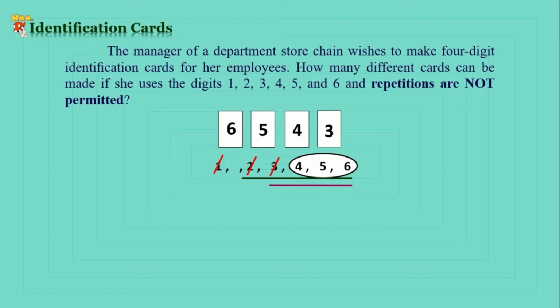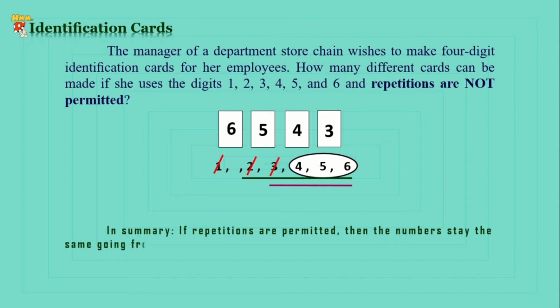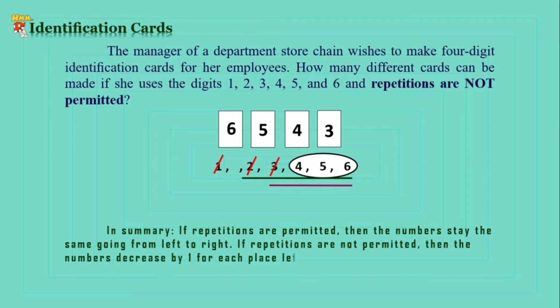So we have 3 digits left for the fourth space. In summary, if repetitions are permitted, then the numbers stay the same going from left to right. If repetitions are not permitted, then the numbers decrease by 1 for each place left to right.